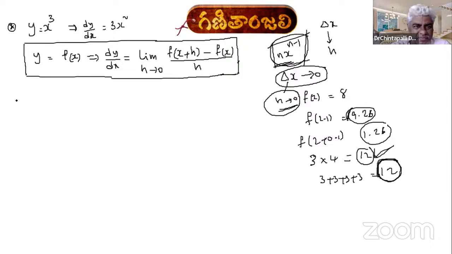Okay, let's start. y is equal to f of x, which is equal to x cube, right?